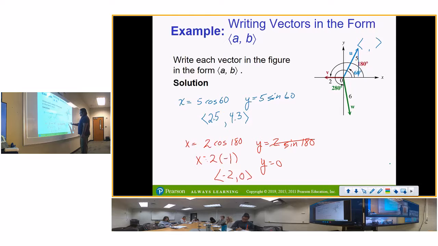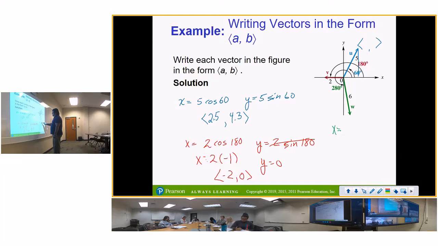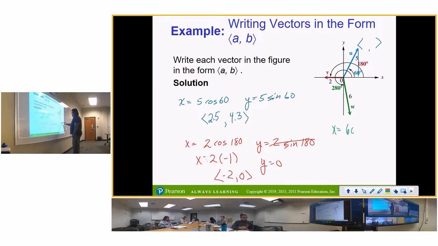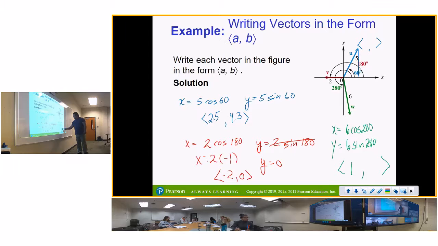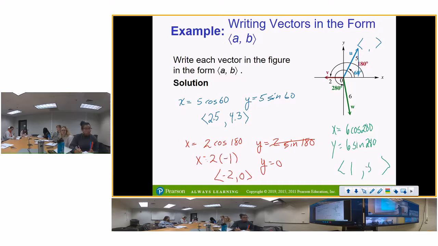So that's going to be x is equal to 6 cosine of 280. And y is going to be 6 sine of 280. And do your calculators. Give me the x. 1.1. And what's y? -5.9. Thank you.